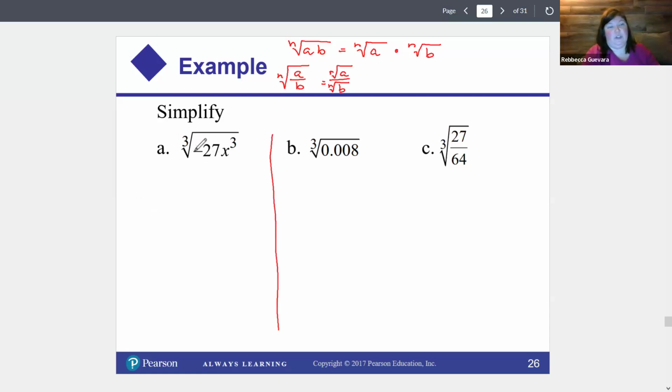So for a here, we have the cube root of negative 27 times x cubed. So that's the cube root of negative 27 times the cube root of x cubed. The cube root of negative 27 is going to be negative 3, because we already discussed that one. And then the cube root of x cubed will just be x. So this is just negative 3x. Remember, I don't have to do absolute value here, because we're not keeping a principal root. We only have one root to worry about.